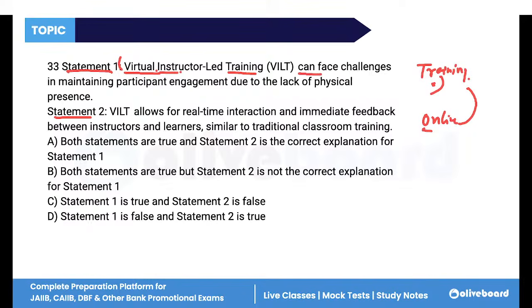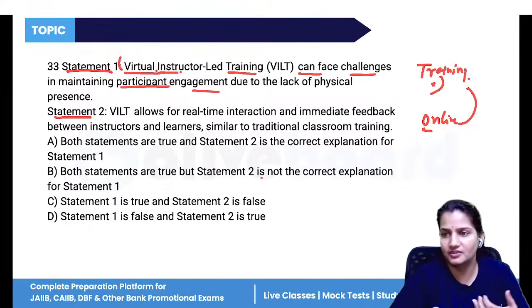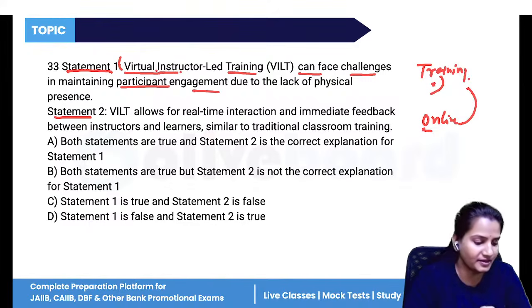Now, VILT can face challenges in maintaining participant engagement. Yes, in this, what will happen? It is difficult to engage the participant because you are sitting at a different location, and the other people are at different locations. So it's difficult to manage participant engagement. So lack of physical presence is there.